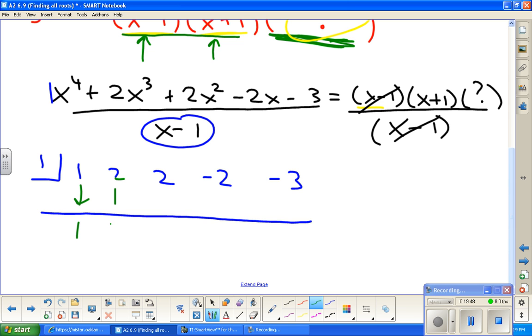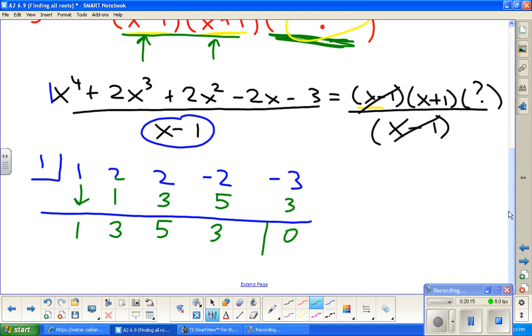2 plus 1 is 3. And then we multiply the 3 by the 1 to get 3. 2 plus 3 is 5, times 1. Negative 2 plus 5 is 3, times 1, remainder 0. Okay, and it better be a remainder of 0 because we knew it was a factor. If it's not 0, you did something wrong. So the remainder is 0. Okay, so that's good.